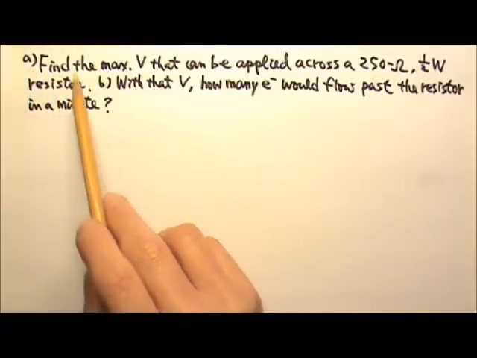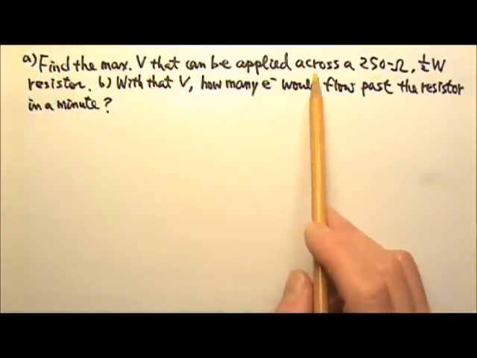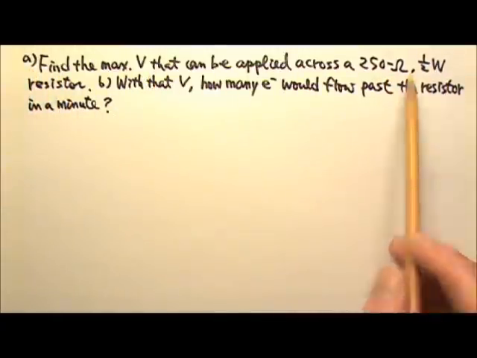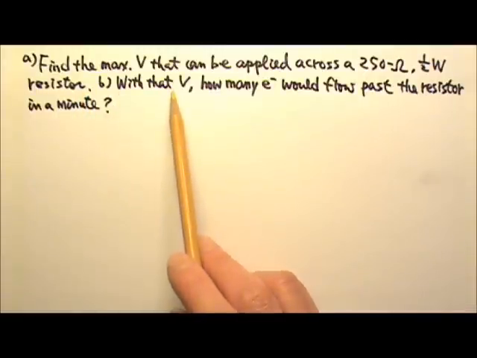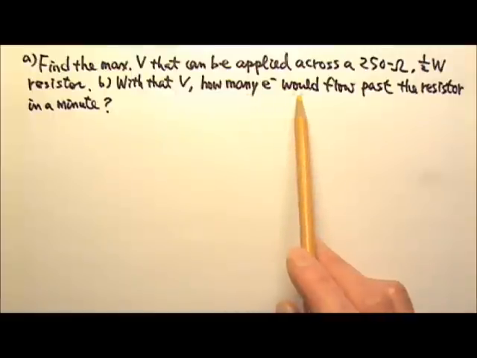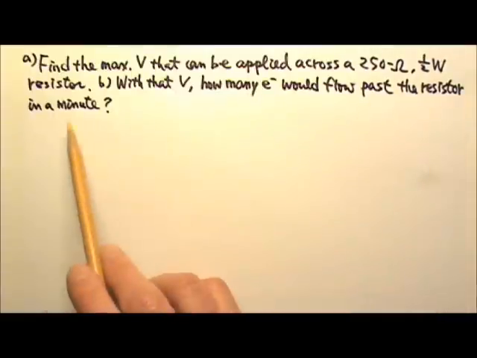Part A. Find the maximum voltage that can be applied across a 250 ohm half-watt resistor without overheating it. Part B. With the voltage found in Part A, how many electrons would flow past the resistor in a minute?